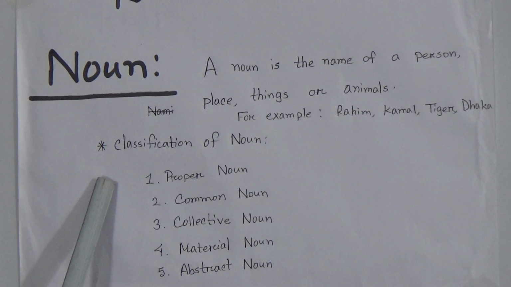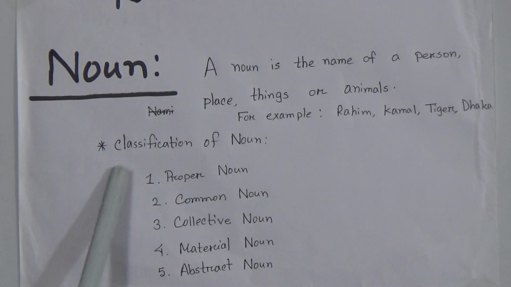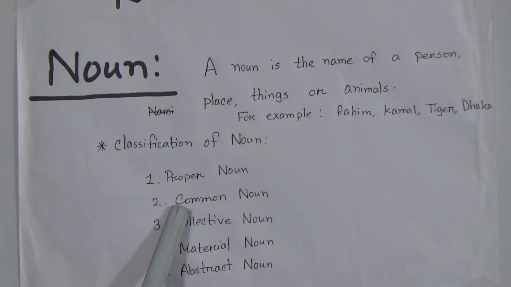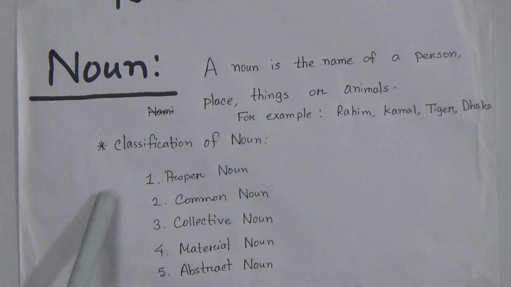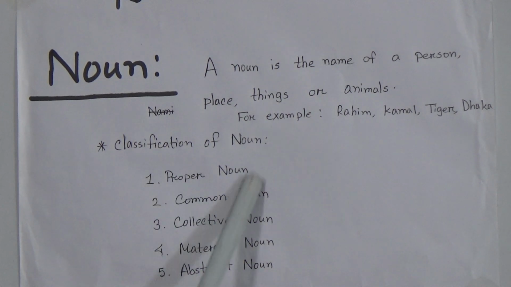Dear students, I am going to say this once again about kinds of noun and classification of nouns. There are five types of nouns. What are they? Number 1, proper noun, number 2, common noun, number 3, collective noun, number 4, material noun, and number 5, what can you say? Yes, all of us know that number 5 is abstract noun.